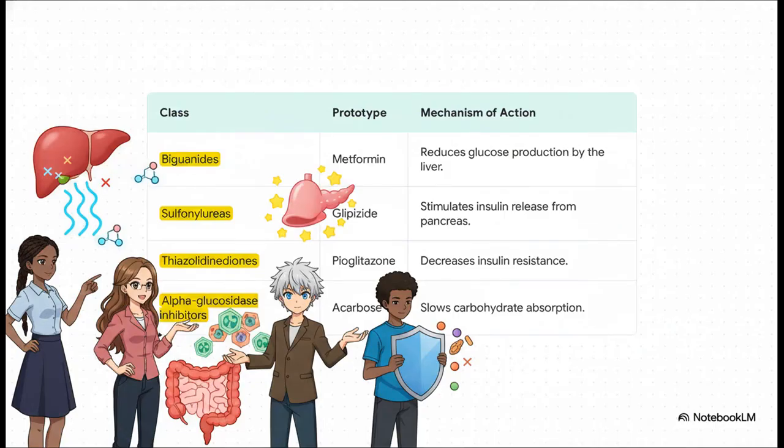Just think of this table like a playbook. Each drug class has a special job. You've got biguanides, like metformin, which basically tell the liver to chill out and stop making so much extra glucose. It's like turning down the body's sugar faucet.